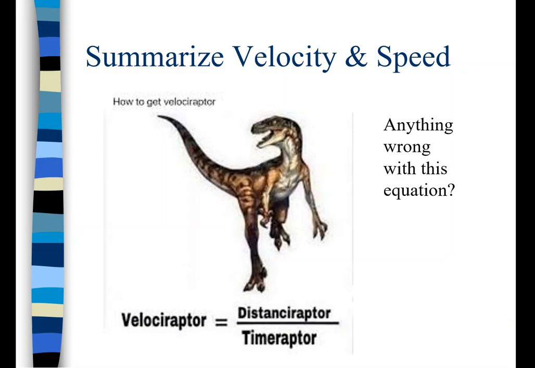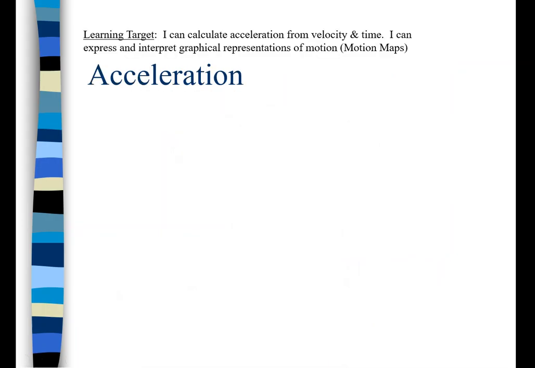Okay, and of course we had our Velociraptor here, and the Velociraptor is not actually going to be Distanceraptor divided by Timeraptor. It's going to be Displaceraptor divided by Timeraptor. Duh, of course everyone knows that. Physics. Okay, let's move on. Now that we've done our summary, let's move on to acceleration.